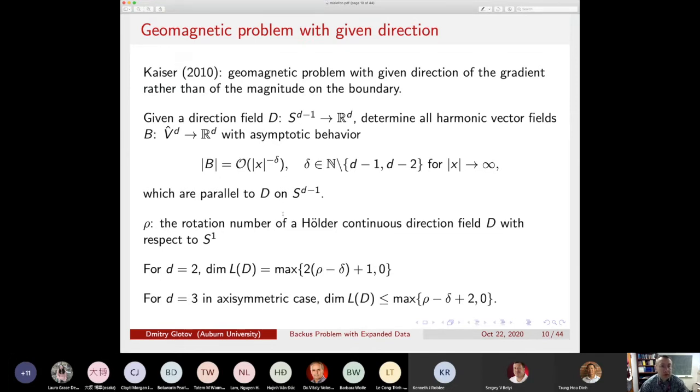And we need to specify the rate of decay of the solution. So B stands for the field, or in this case is going to be the gradient of U. So there is a reasonable choice of the parameter delta. And also another parameter is the rotation number rho of the field D. So the two cases that his techniques are able to handle are the two-dimensional case, in which he has the formula for the dimension of the space of solutions, and in R3, the axisymmetric case, where it's only an upper bound on the dimension of the space of solutions.